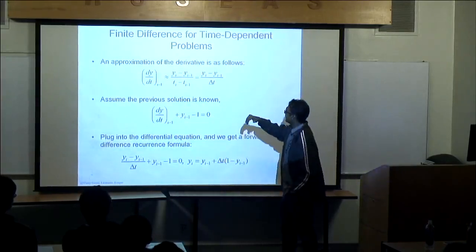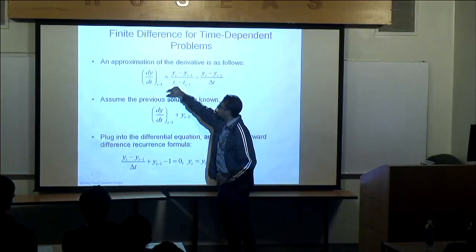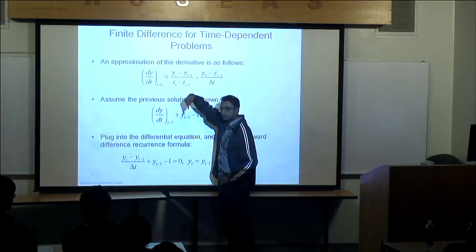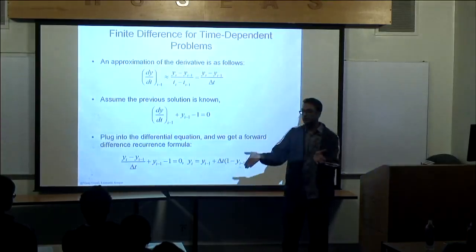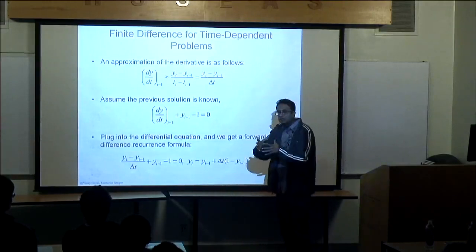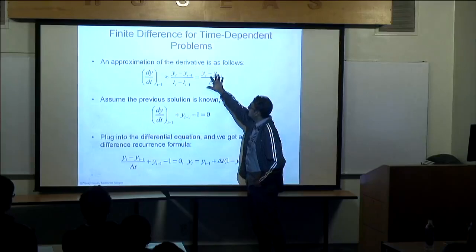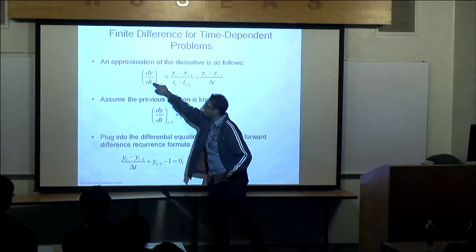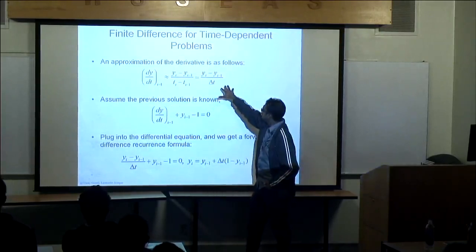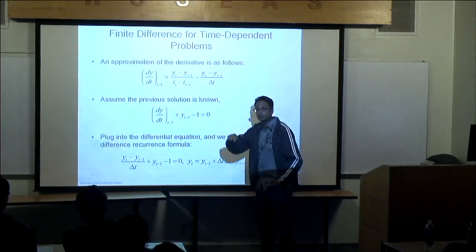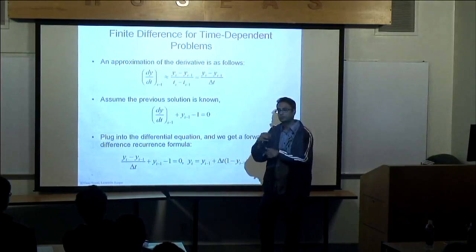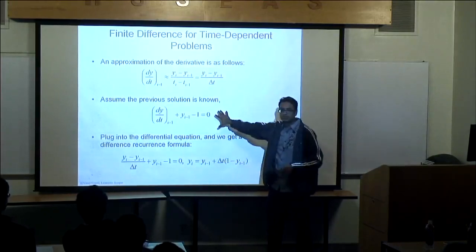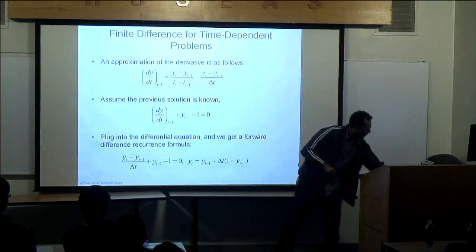Then I can find that the approximation of dy/dt is basically the slope: y at the current time minus y at the previous time, divided by the change in time, this time step from the previous to the current one. That interval is delta t. Now I have an expression that relates dy/dt, in an approximate manner, to what the value of y is currently and what the value of y was at the previous time step.